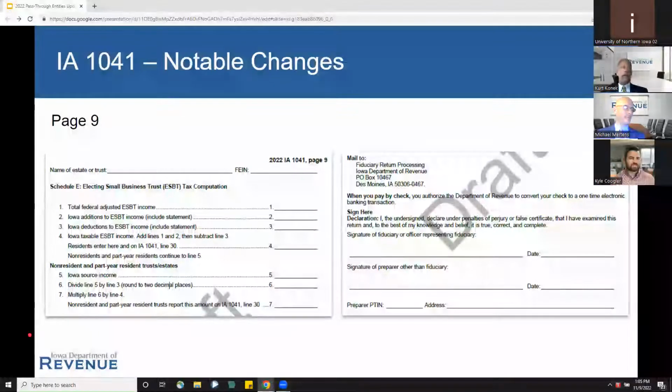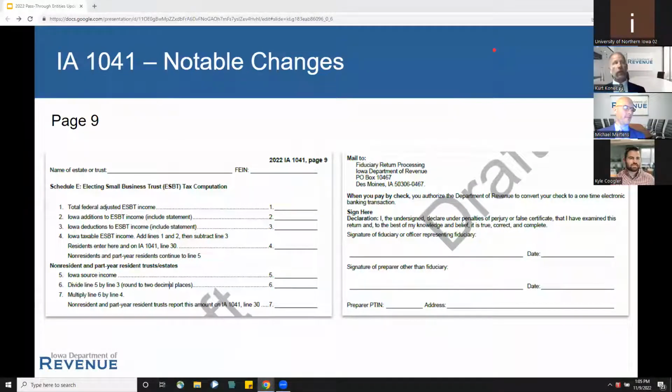Okay, on line 9, if you've got a trust or estate that was an electing small business trust, here's where we do the calculation, determine the amount of Iowa taxable income for ESBT purposes and calculate the tax. If you make the election, you essentially treat the ESBT portion as a separate trust, and you do a tax calculation separately. So this is where you're going to do that. The bottom section, if the trust or estate is a non-resident or part-year resident, you'll calculate that non-resident part-year resident credit here.